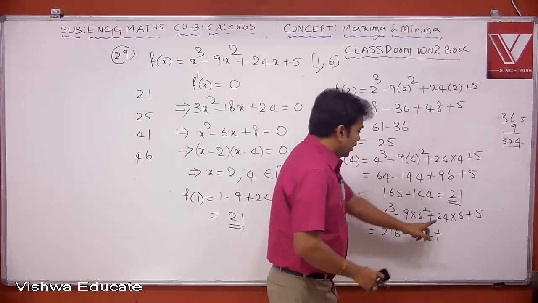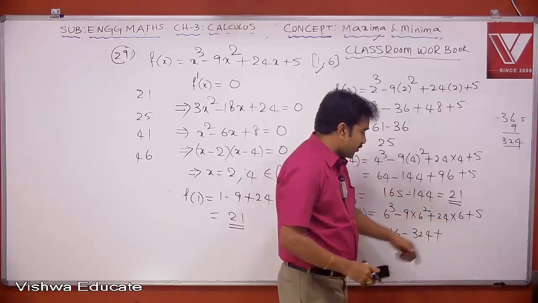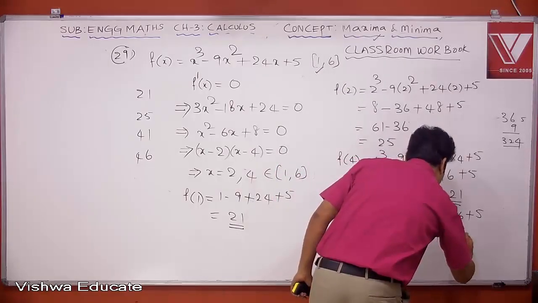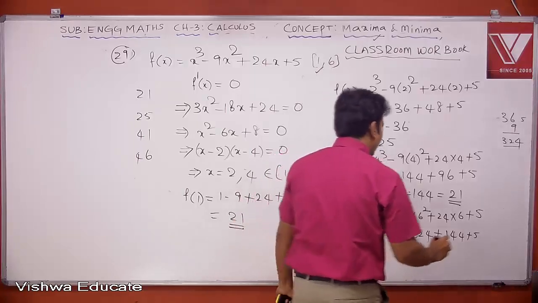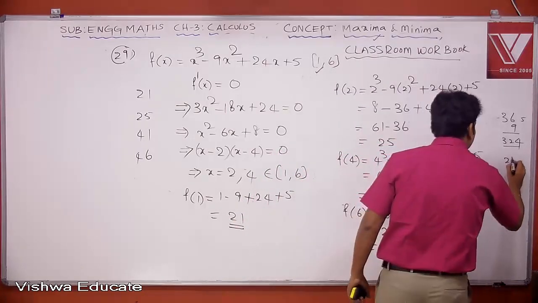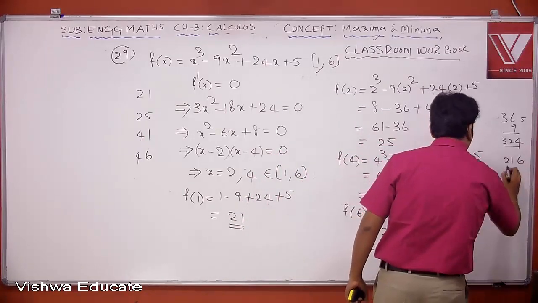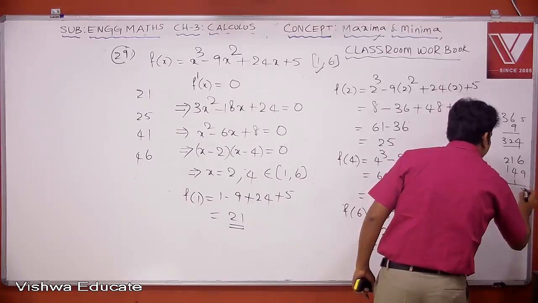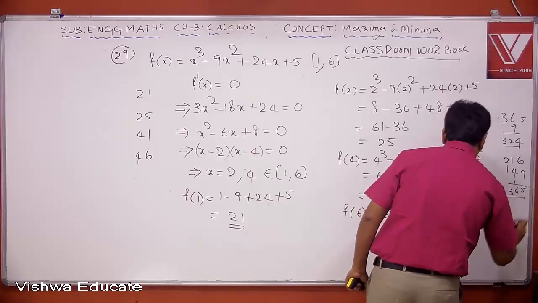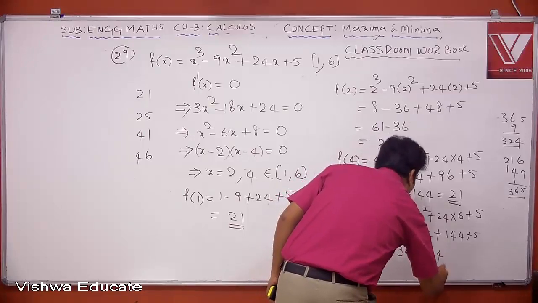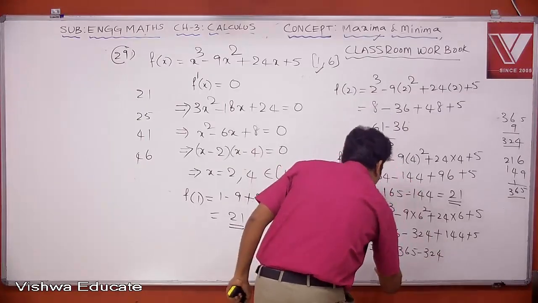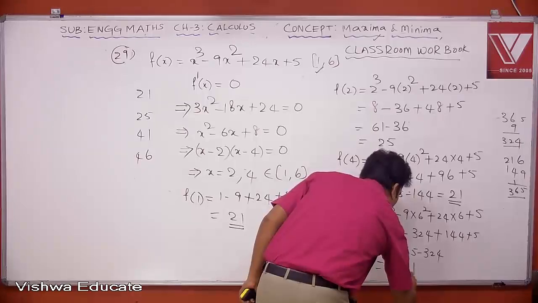24 sixes: 20 into 6 is 120, plus this is 144, plus 5. So therefore this is 216 plus 149, which is 365. So therefore this is 365 minus 324. So therefore this value is 41.